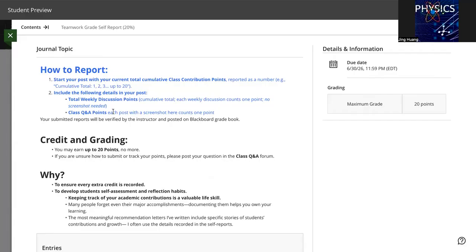So in summary, first, you tell what's the total number of teamwork communication points you made for contributing to the class. And secondly, you give details: the total number of weekly discussion points, and also the total number of class Q&A points. I do want to point out one thing: for the class Q&A points, if you ask a question, that counts as a point, and if you answer a question, that counts as a point.